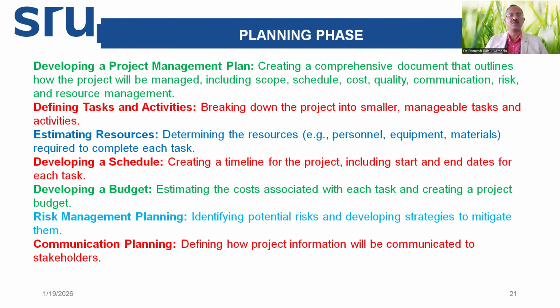And we develop a schedule, which means we create a timeline for the project. This includes start and end dates for each task defined at this stage, so that later it is very easy to monitor and control. Then developing a budget, estimating the costs associated with each task, and creating a project budget, an approved budget. Then the risk management plan is done, like identifying all the potential risks. We foresee the risks from previous experience or other projects. We foresee risks, make the risk mitigation plan. The team members should know if some risk happens, what to be done. It's clearly defined in the risk management plan.